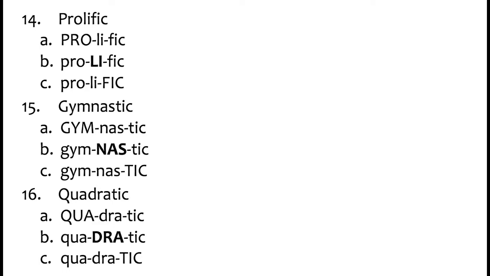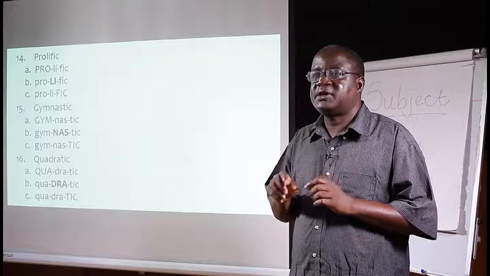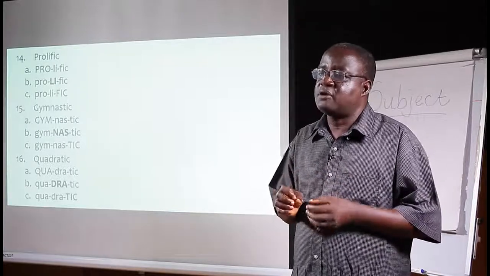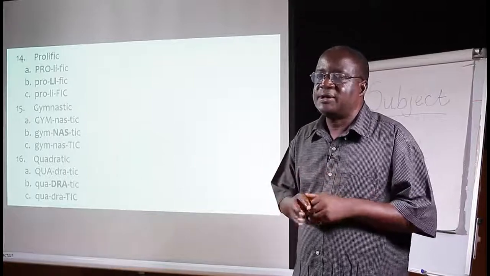16. Quadratic, quadratic. This also has 3 syllables. Option B. In option B, dra is highlighted to indicate that that is the place that receives the greater emphasis or greater prominence when this word is produced, and therefore it is the place with the primary stress.